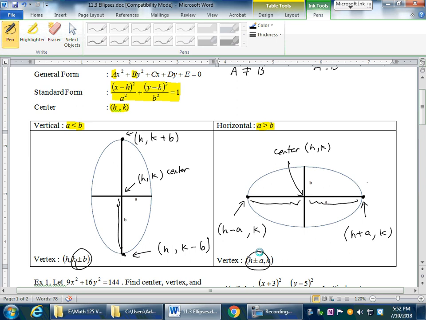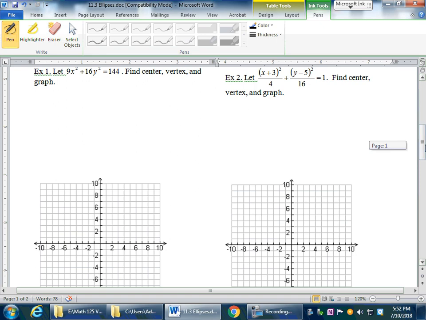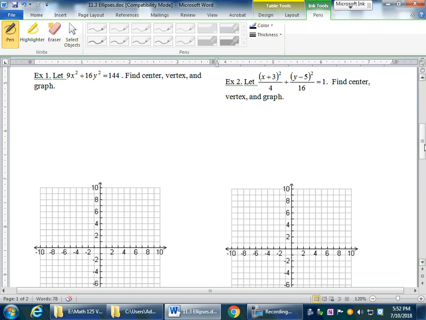So the key thing you need to remember in this case is being able to get the standard form, because once you get the standard form, graphing comes out nice and neatly, right? So let's take a look at example number 1. Example number 1 is not in standard form, because remember, in standard form the right-hand side equals 1. In order to make it 1, I need to divide both sides by 144. So this will look like this, equal to 1, because 144 divided by 144 is 1.